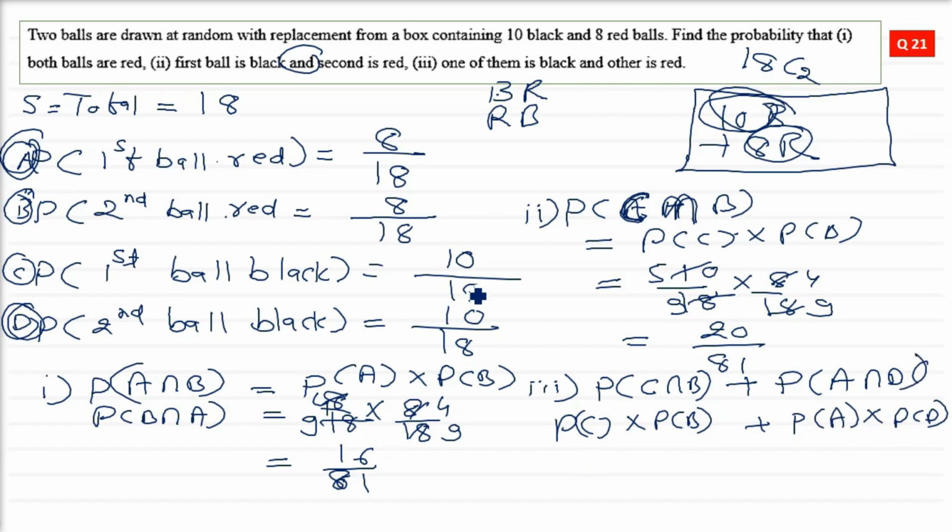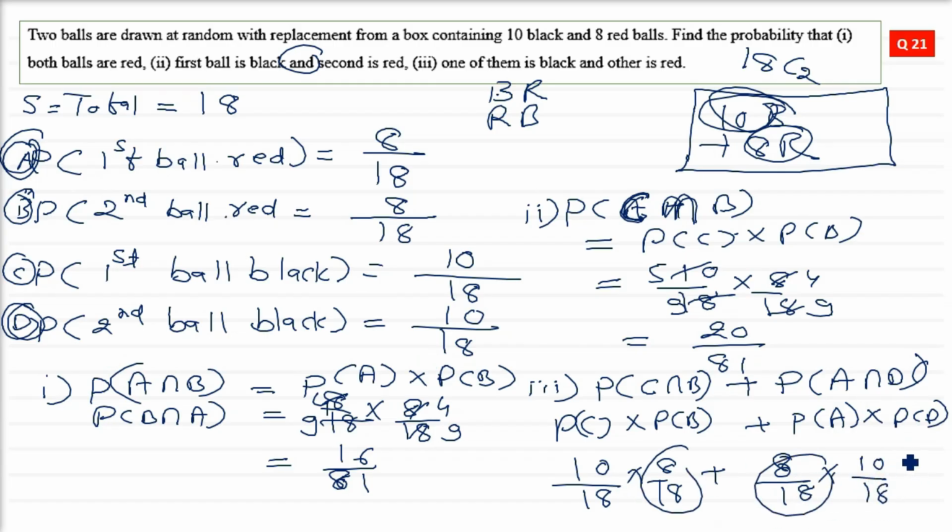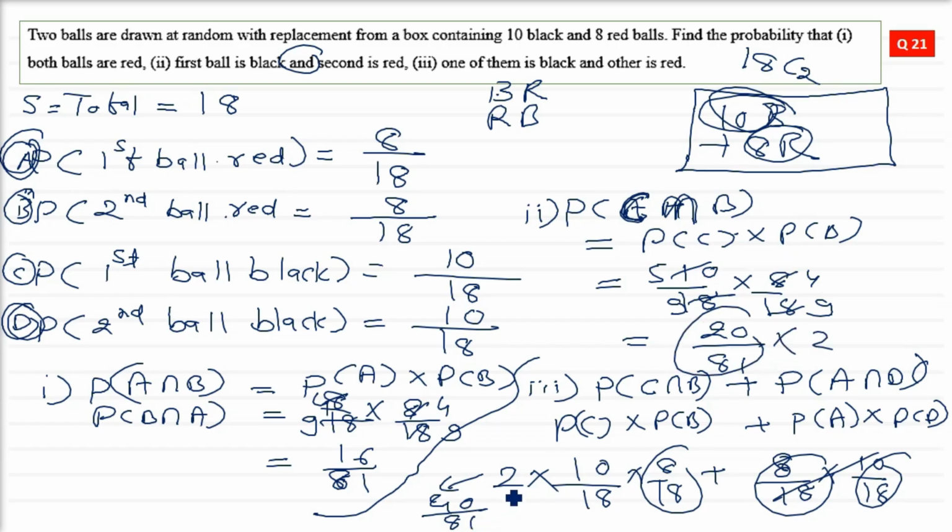What is PC? It's 10 by 18. What is PB? It's 8 by 18. So I'm referring to the previous question because PA is coming as 8 by 18 and PD will be 10 by 18. So these two terms are similar. 8 by 18 is here, 10 by 18 is here. So you can just cancel one of them and multiply it by 2. But when you refer to the previous question, it was that only. So you have just to multiply 20 by 81 with 2. So it will be 40 by 81. Alright, I hope you will forgive me for the mistake I committed. And this is how this question will be done. This was a good question.